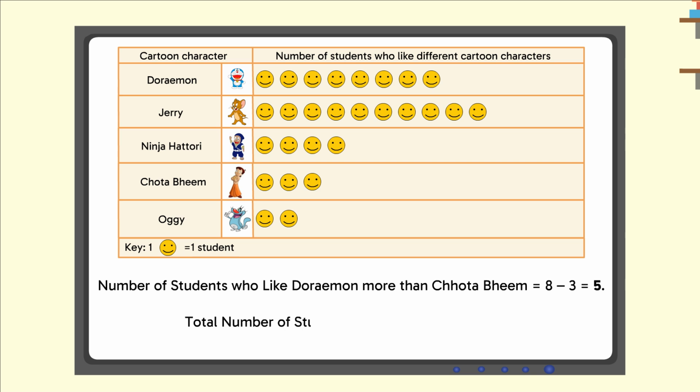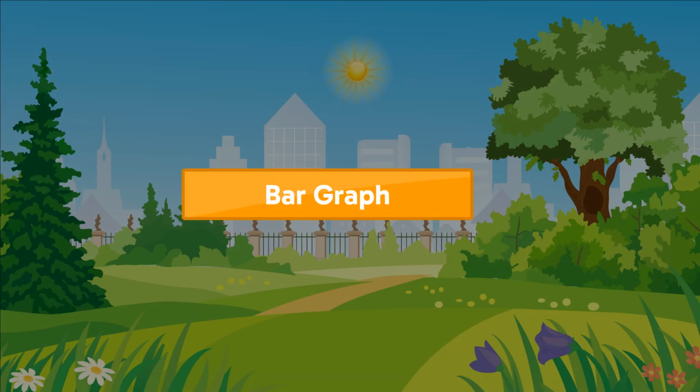Find the total number of students in the class. The total number of students in the class is 8 students who like Doraemon plus 10 students who like Jerry plus 4 students plus 3 plus 2, which is 27.